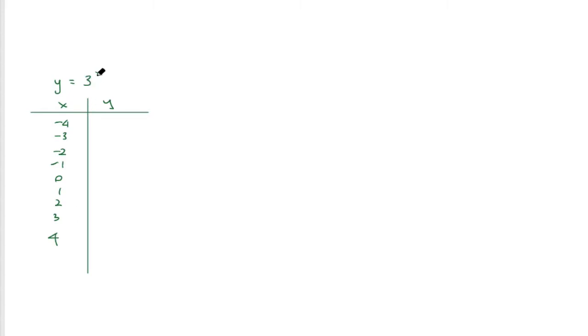So we know that 3 to the power of -4 will be 1 over 3 to the power of 4, right? So that's going to equal 1 over 81. So we know that this answer here is 1 over 81. This one here will be 1 over 27. 3 to the power of -2 will be 1 over 9. To the power of -1 is 1 over 3.